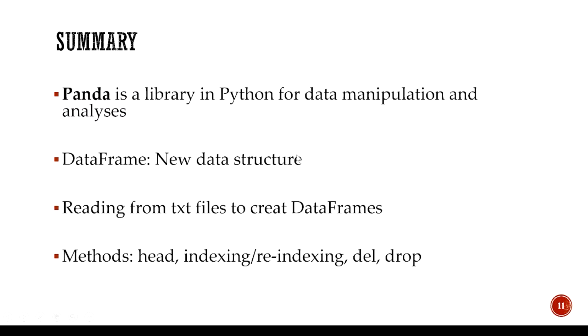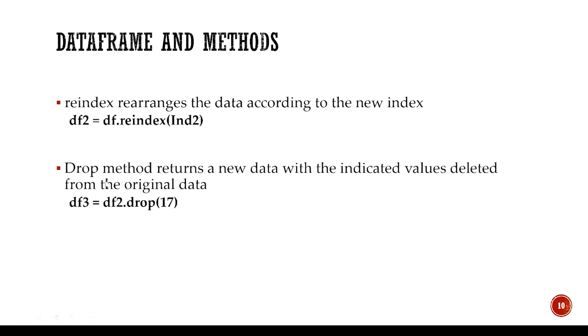There is also another method, drop. The drop method returns a new data frame with the indicated values deleted from the original data. So when you want to drop a column, we use the delete method. But if you want to drop a row, a specific observation, we use the drop method. Let's say we want to drop the row with index 17.